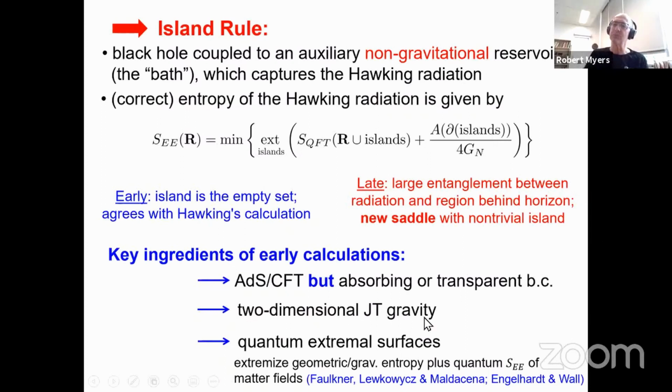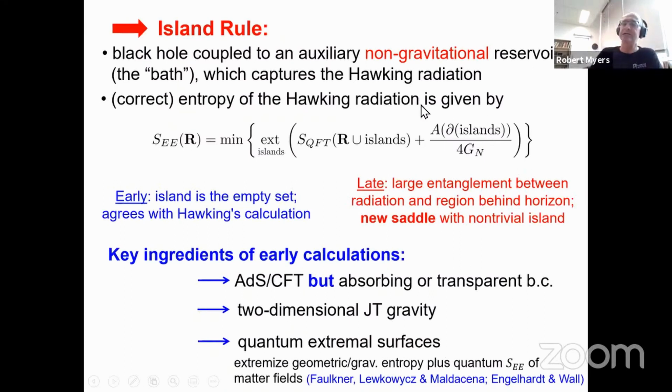It's also true that most of the early calculations focused on very simple two-dimensional models. In particular, they focused on something known as Jackiw-Teitelboim gravity. And they also involved this idea of quantum extremal surfaces.